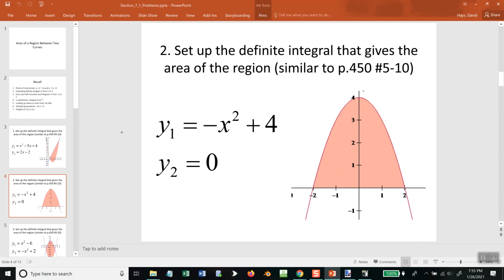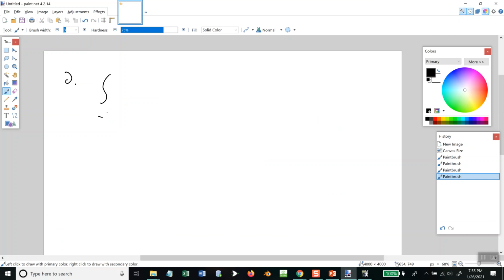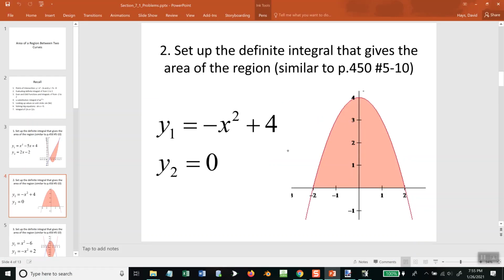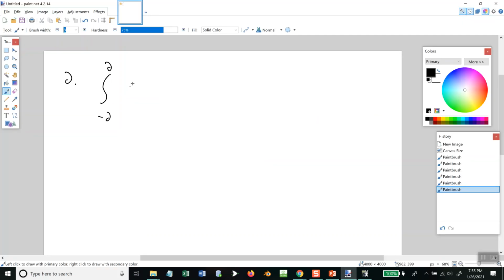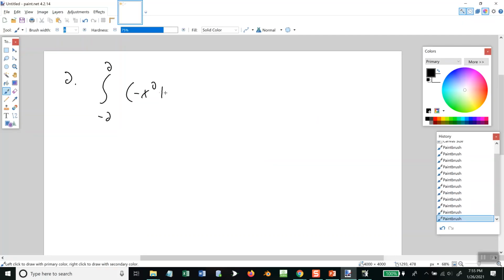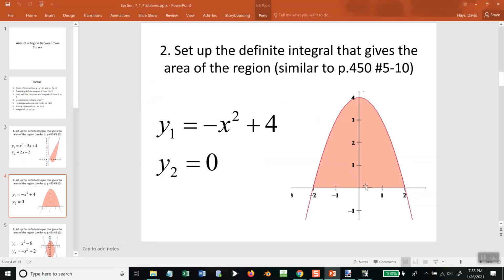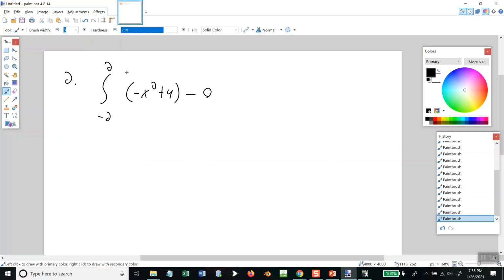This is going from what value to what value? Exactly. So negative 2 to 2. Obviously, our graph that's above is this curved one here, which is negative x squared plus 4. And the graph that's below is y equals 0, right here. So that would be our setup.